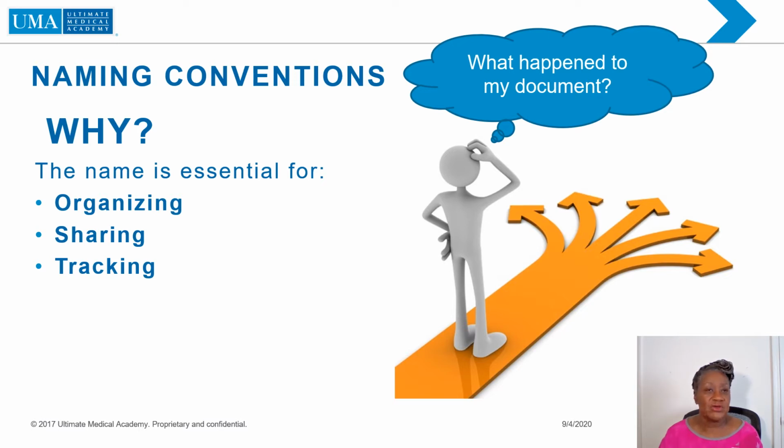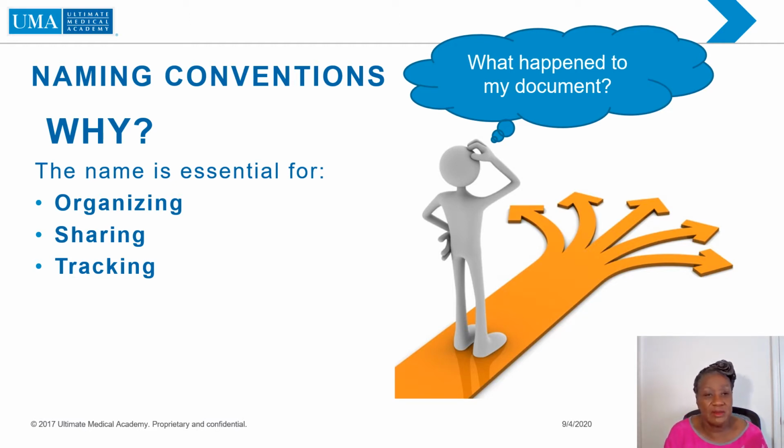Naming conventions, which are a set of rules for how you name your document, are used to help with organizing the information. Once you've completed your document, you want to name it in a way that would organize it on your desktop or on your hard drive in your computer files. So it's good for organizing the information, and it also helps with sharing the information.